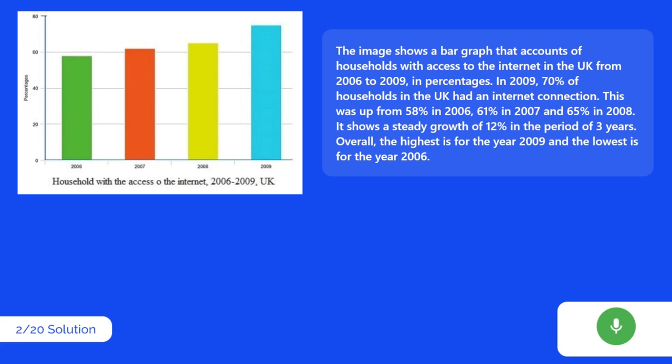It shows a steady growth of 12% in the period of 3 years. Overall, the highest is for the year 2009 and the lowest is for the year 2006.